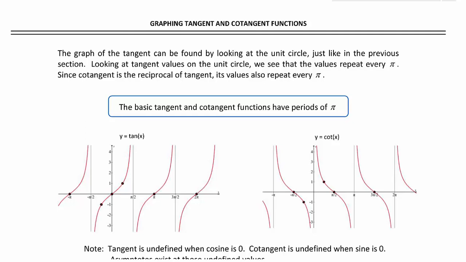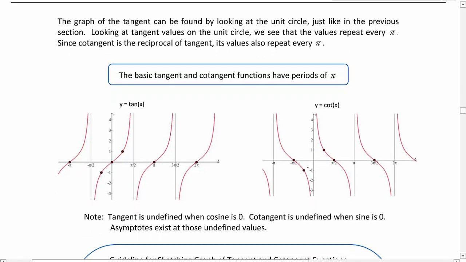Here we'll be graphing tangent and cotangent functions. The graph of the tangent function can be found by looking at the unit circle, just like sine and cosine. Looking at tangent values on the unit circle, we see that the values repeat every pi. Since cotangent is the reciprocal of tangent, its values also repeat every pi. So the basic tangent and cotangent functions have periods of pi.